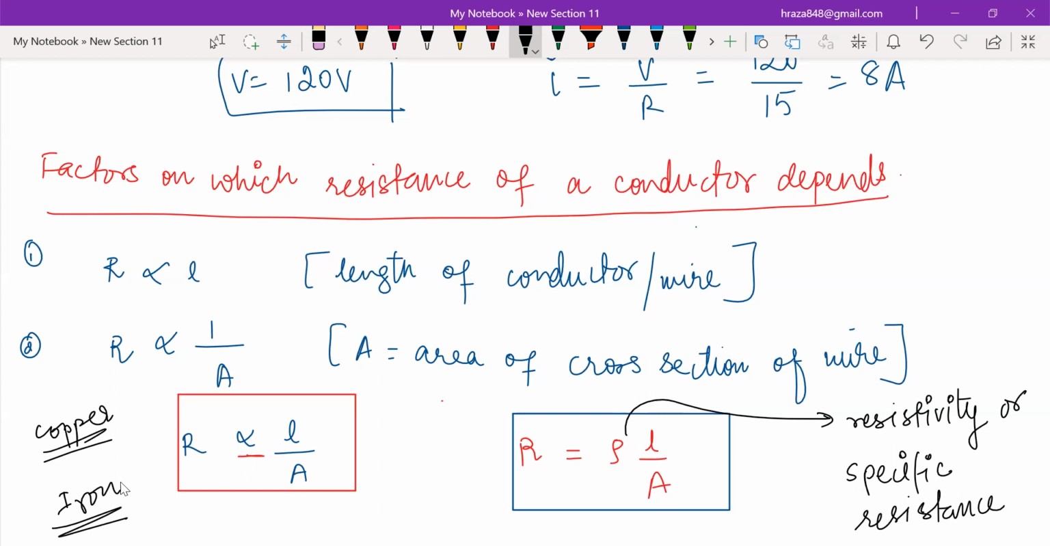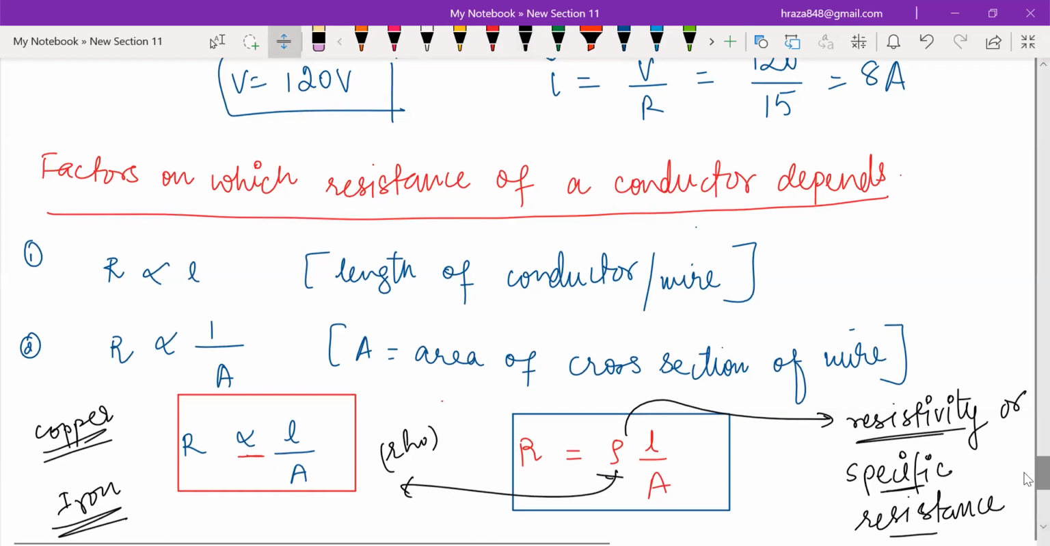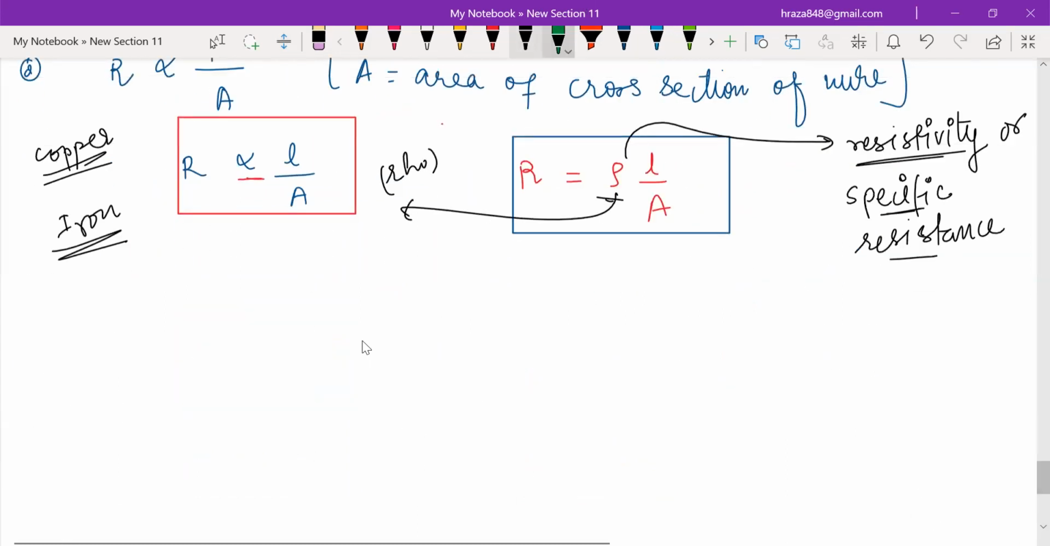Resistivity, or specific resistance. This is the symbol that we call rho, and rho is basically resistivity or specific resistance. Are you getting my point? Yes, sir. This is the symbol for resistivity. So we just got a formula for resistance, that is R equals rho L by A.